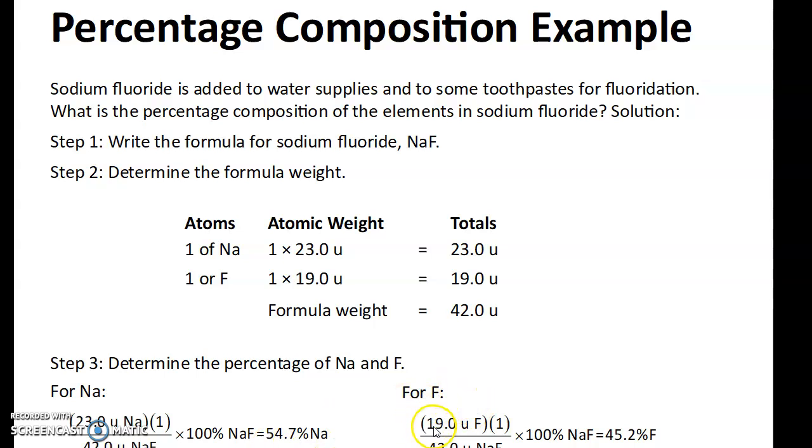Doing the same thing for fluorine, you have 19 in the numerator here. You've got one of them. That's where the one came from here as well. And then you have 42 in the denominator, because that's the total weight. So it's the part divided by the total times 100% gives you that this formula weight is 45.2% fluorine. So because of rounding, sometimes these do not add up to exactly 100%. You can see it's off by 0.1 in this particular case.